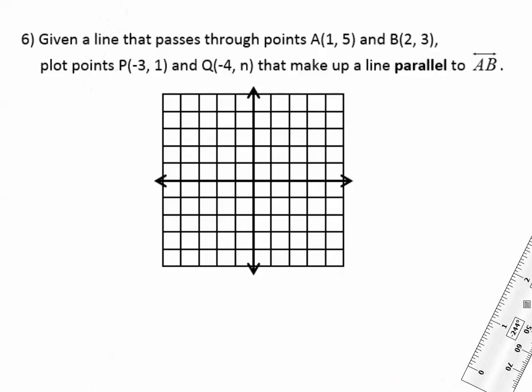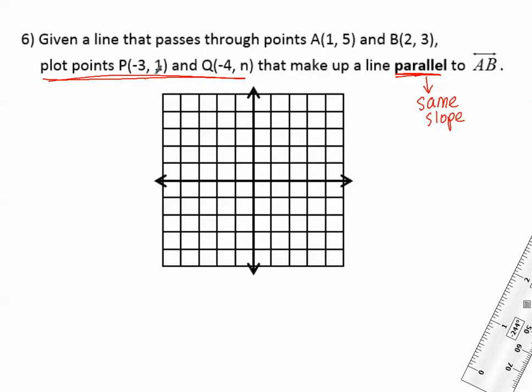Let's take a look at a couple more examples. Number 6. Given a line that passes through points A (1, 5) and B (2, 3), plot points P (negative 3, 1) and Q (negative 4, n), so we have to plot these points, that make up a line parallel to line AB. Remember that parallel means same slope. When we see that word, we should write that down.